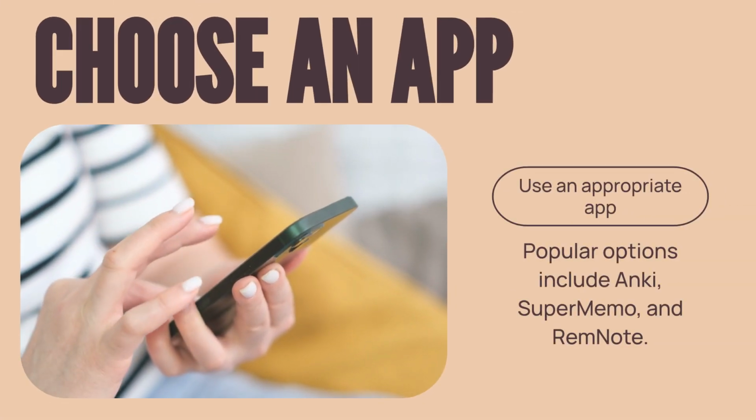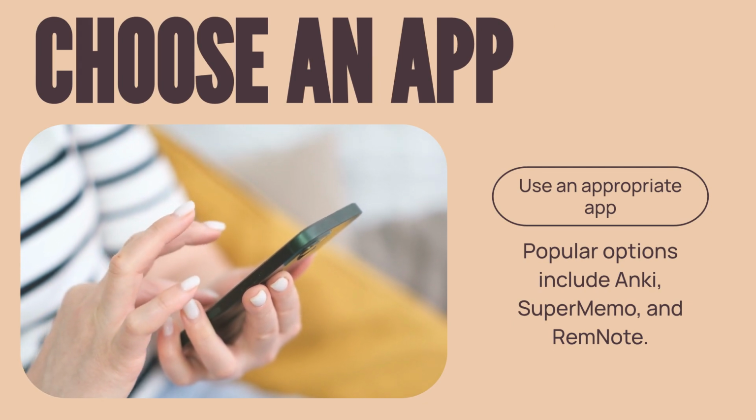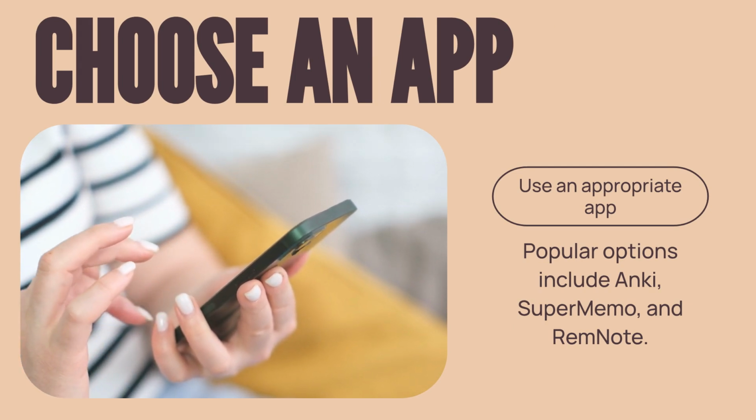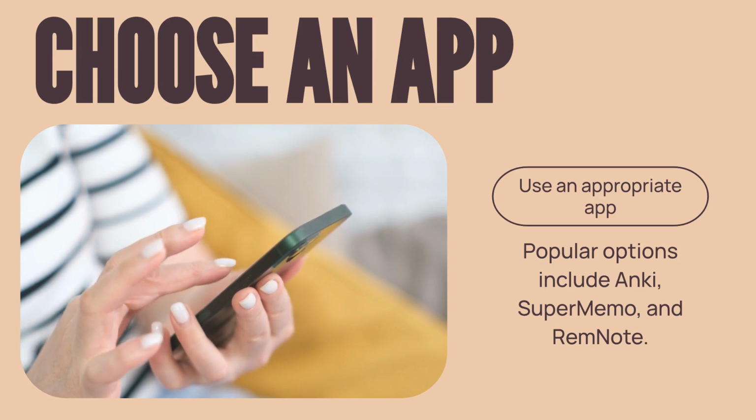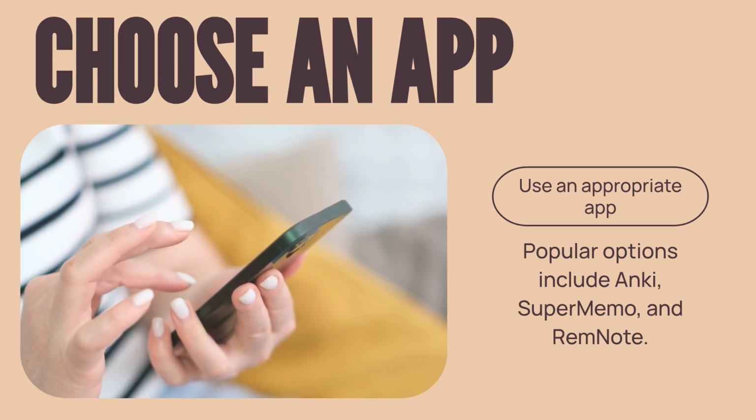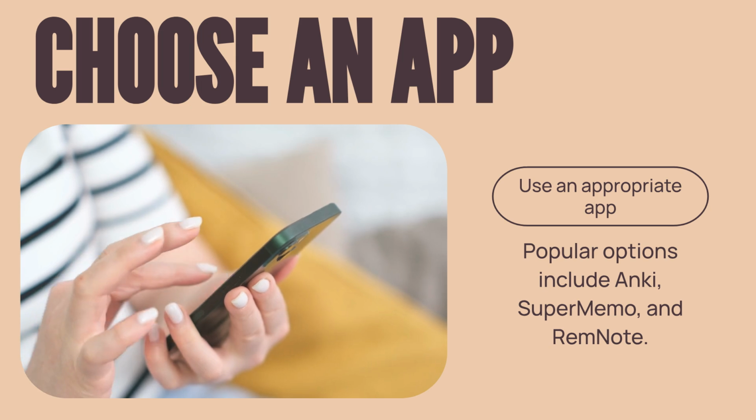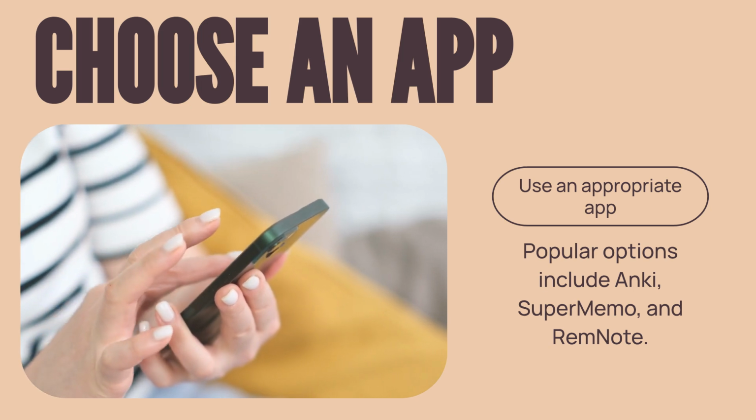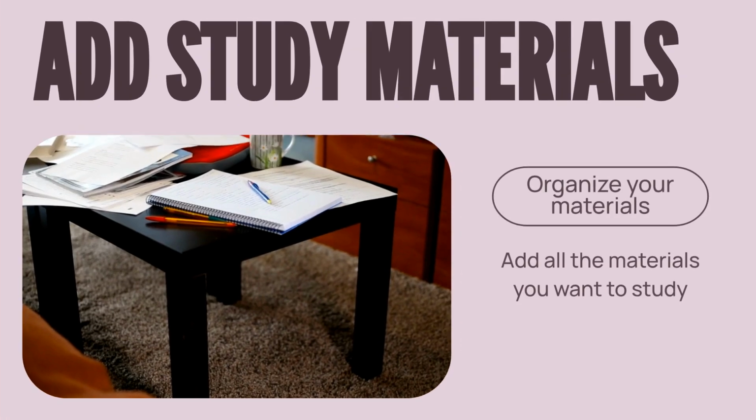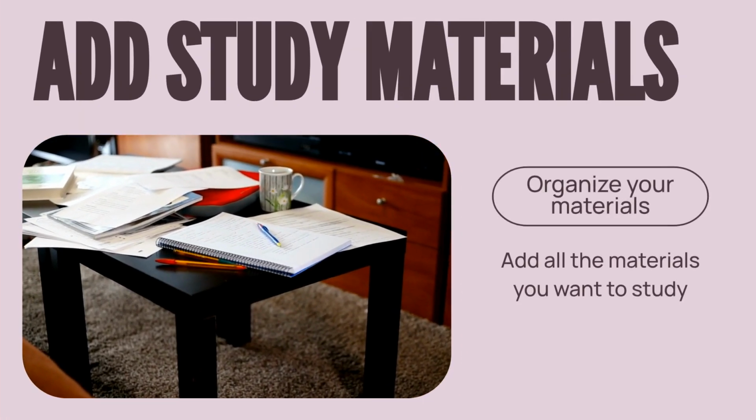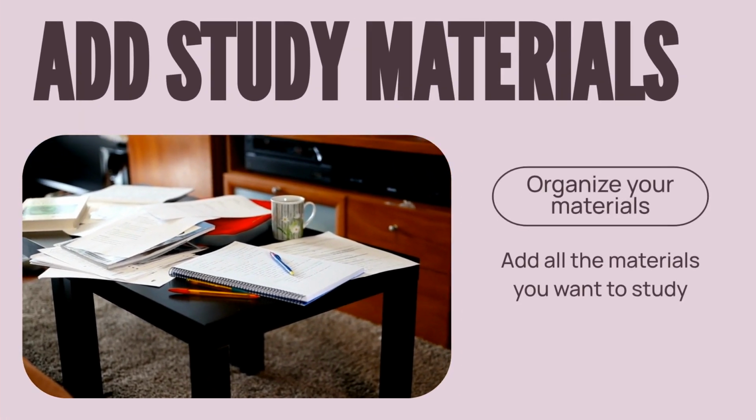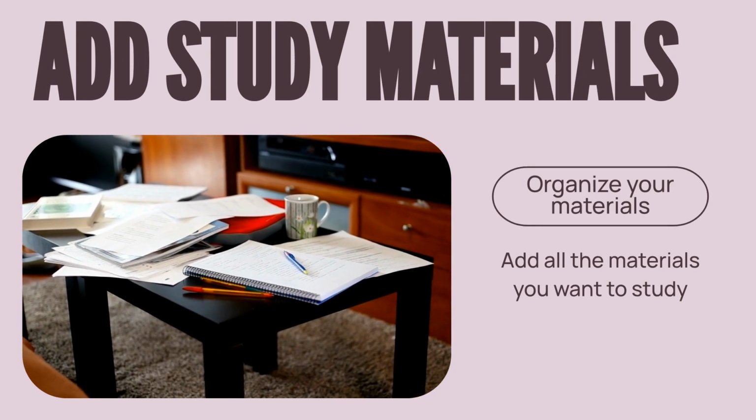To get started, you'll need a spaced repetition app or tool. Some popular options include Anki, SuperMemo, and RemNote. These apps automatically adjust the timing of your reviews based on how well you know each concept. Once you have chosen an app, add your study materials, such as lecture notes, flashcards, articles, practice questions, etc.